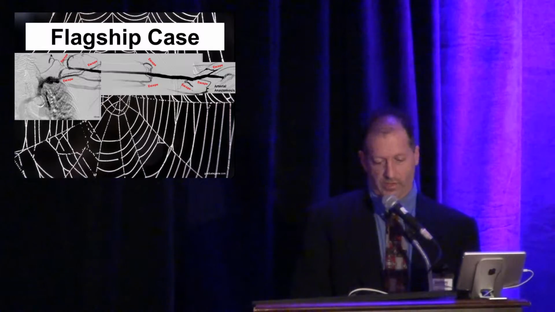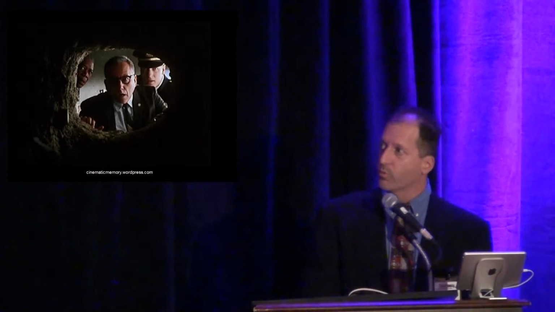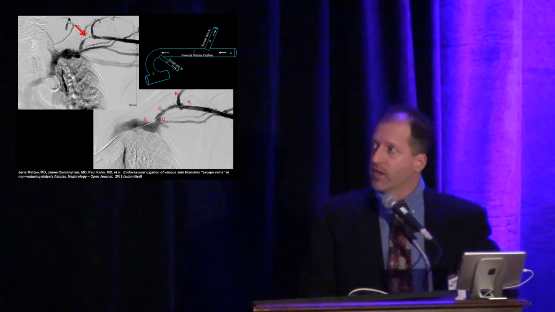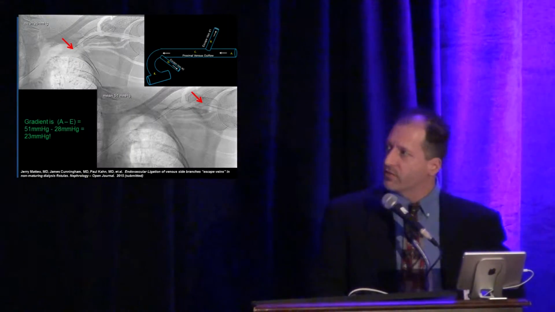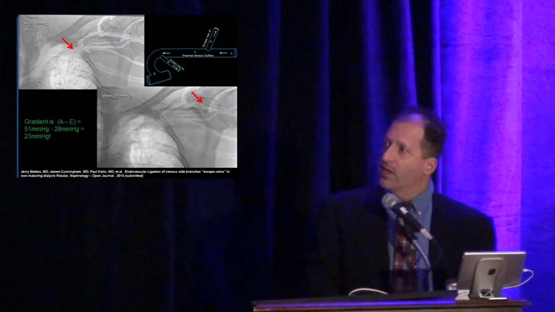Now here's sort of what we call the flagship case. It looks like a spider web. I mean, look at all those escape veins. They're everywhere. As we look closer, just like this warden did in Shawshank, you can see that there was a stenosis for sure up in the cephalic arch, and we took care of that with an angioplasty. And then we took some gradients.